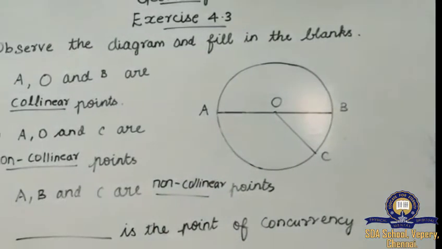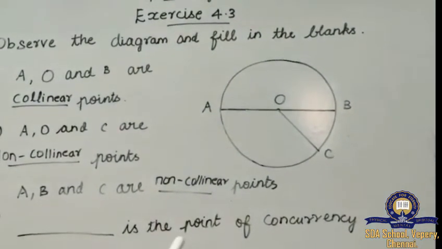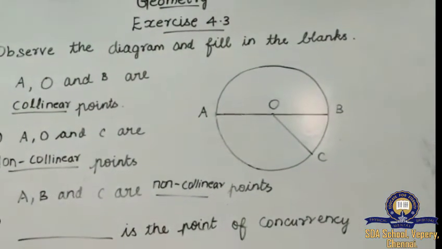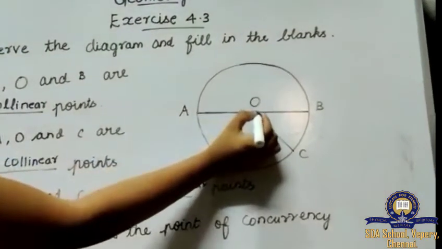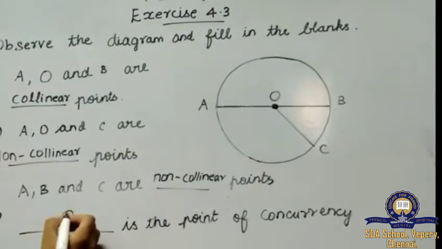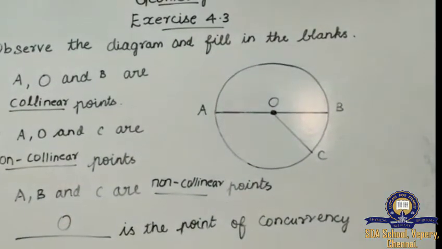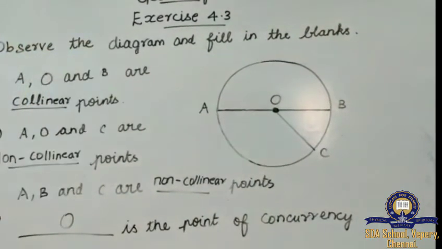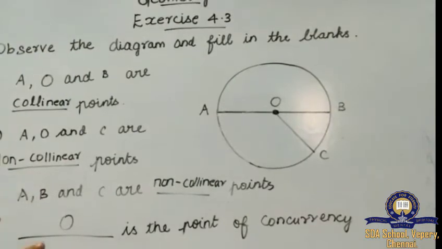Now let's move to the fourth subdivision. They are asking for the dash is the point of concurrency, okay? So O is the point of concurrency. So O will be the answer for this question. Understood, students? You are supposed to observe the figure and answer these following questions, okay?